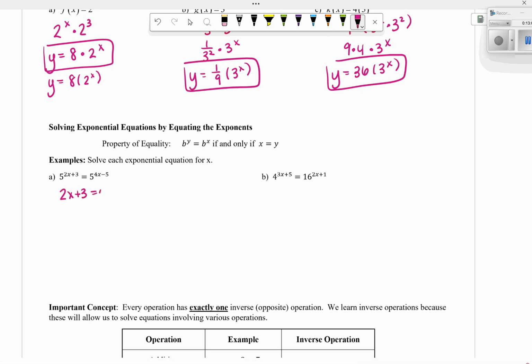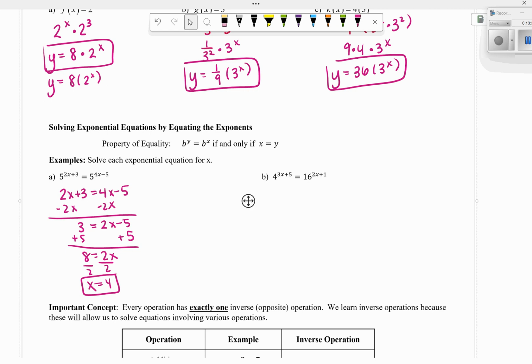So 2x plus 3 equals 4x minus 5. So then when we solve for x, we get x is equal to 4. And these are easy to check your answer by plugging in for x. So the domain of an exponential function is all real numbers. So whatever you plug in should work. If it doesn't, then I would look at your work that you did algebraically to see if you did something wrong. Over here, we don't have the same base.